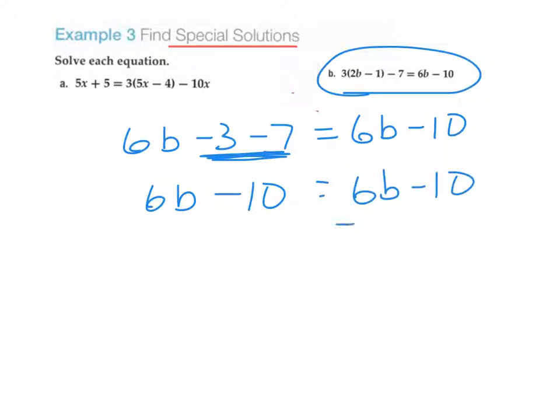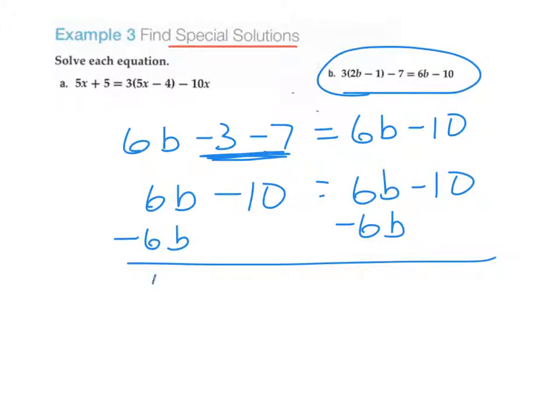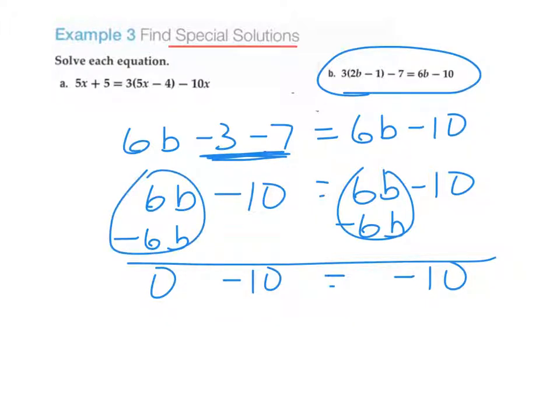And I'm going to move my letters over. So here's my minus 6b. And this time, I also get 0 again, so this becomes 0. But I have a negative 10 on the left, and this is 0, so I get a negative 10 on the right, because that's 0. Now I get a true statement. Negative 10 does equal negative 10.